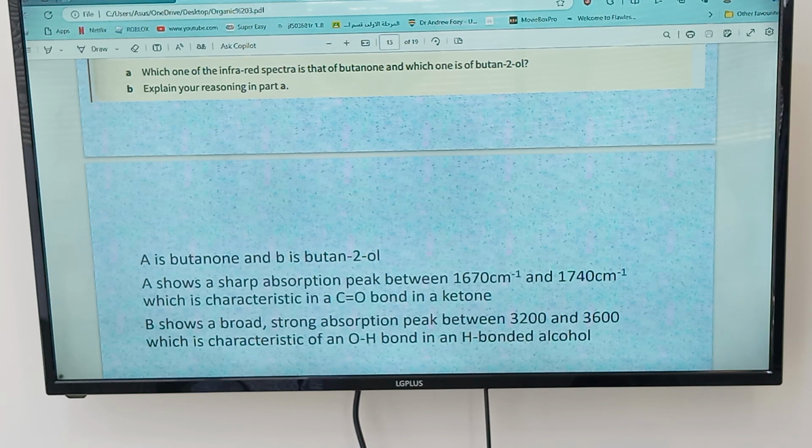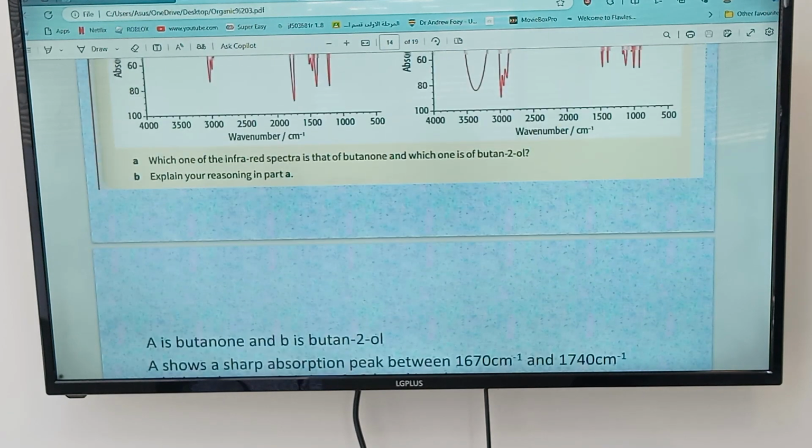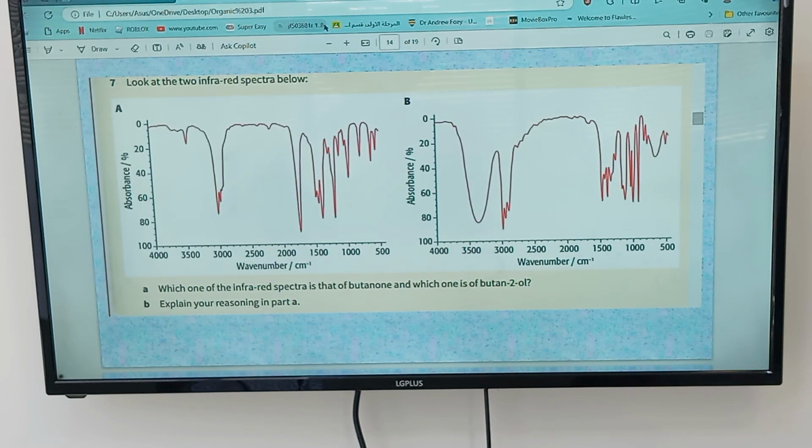So, is A butanone and B is butanol? Here, A, butanone, this the length of the wave started between 3000 to 2000. That means this is butanol. While butanol is this here, from 3000 to 1500.